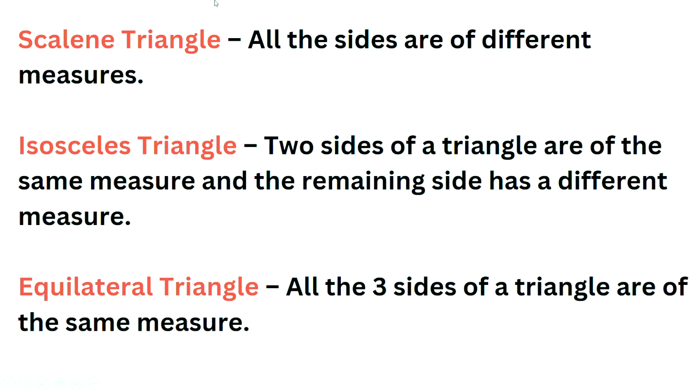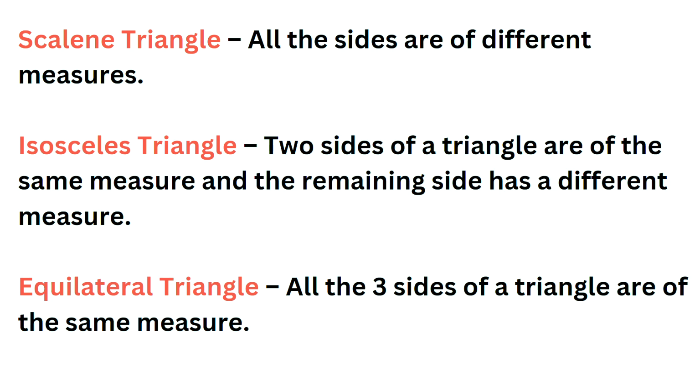Now here we have the definitions of triangles. First one, scalene: all the sides have different measures, as we have seen. Then isosceles triangle: two sides of a triangle are of the same measure and the remaining side has a different measure. Then equilateral triangle: all the three sides of a triangle are of the same measure. So here we have seen the definitions of triangles according to their sides.